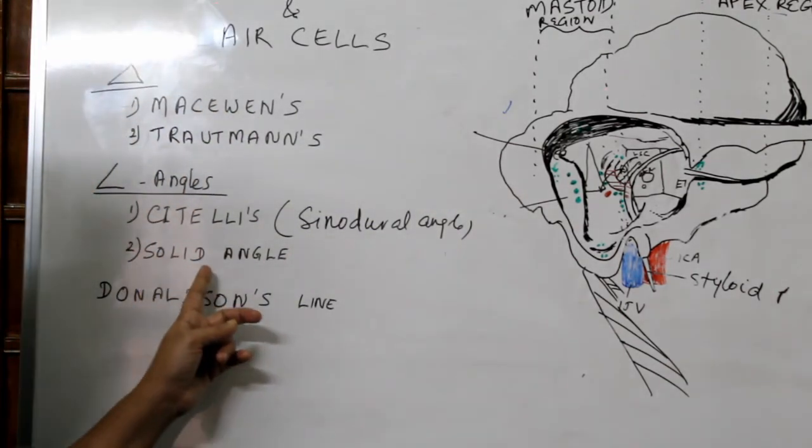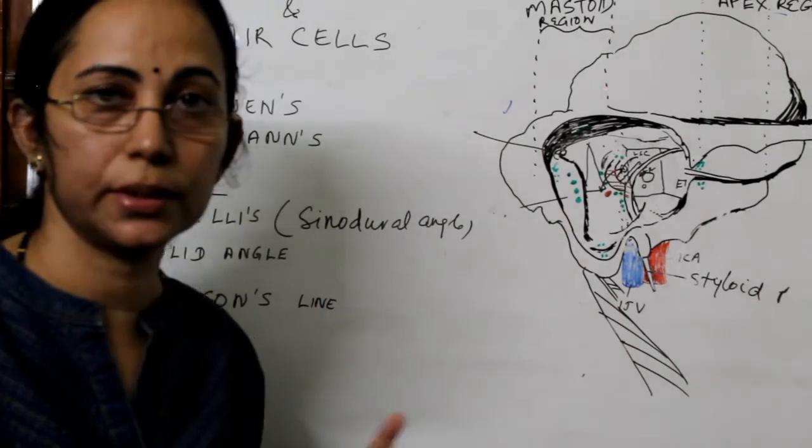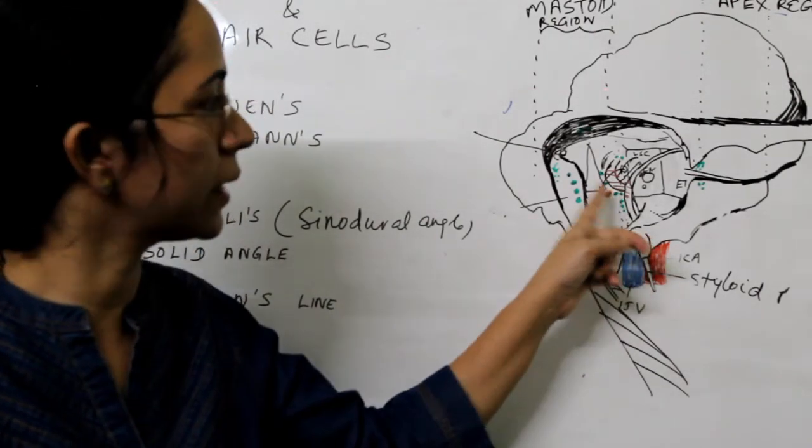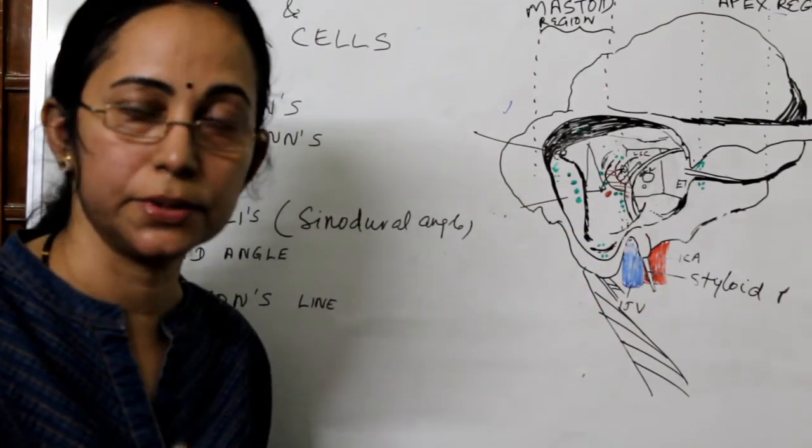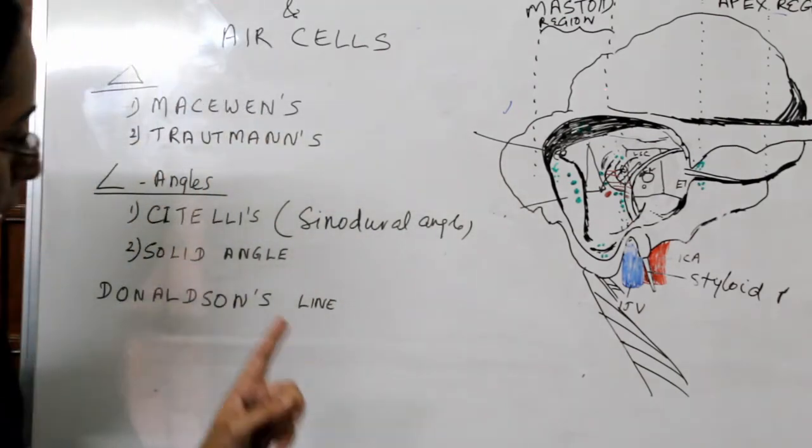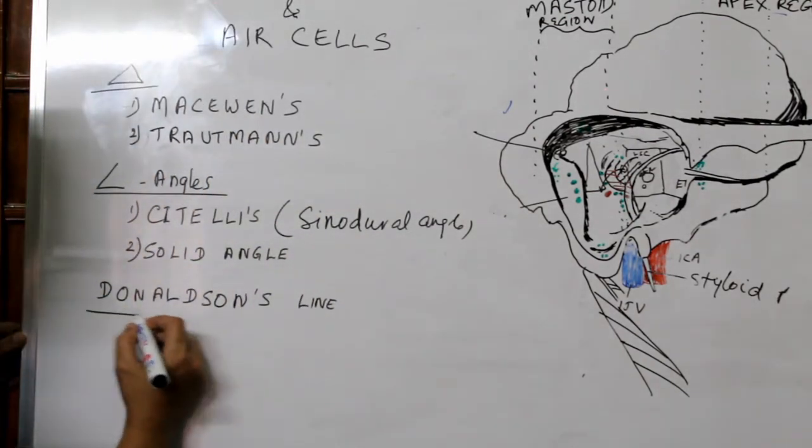And the solid angle is the part of the bony labyrinth between the three semicircular canals. It comes around here. And there is a line called Donaldson's line.